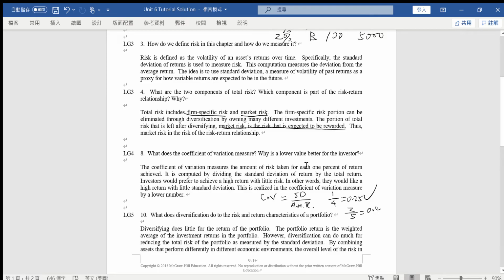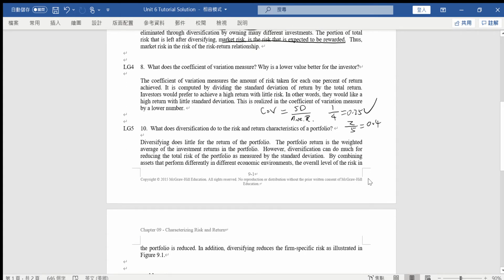Okay, question 10. What does diversification do to the risk and return characteristics of a portfolio? Now, that is about two parts: diversification's effect on the risk and on the return. You should discuss them separately.